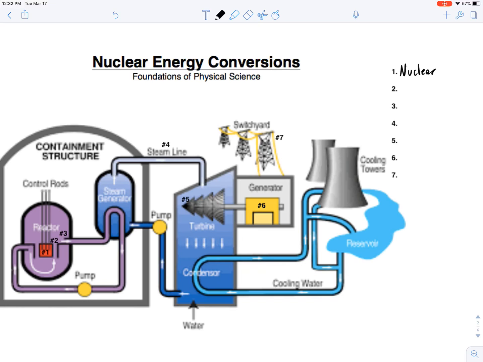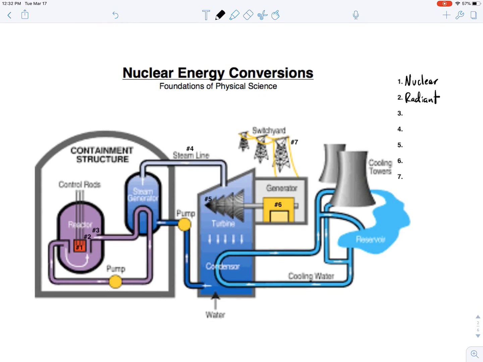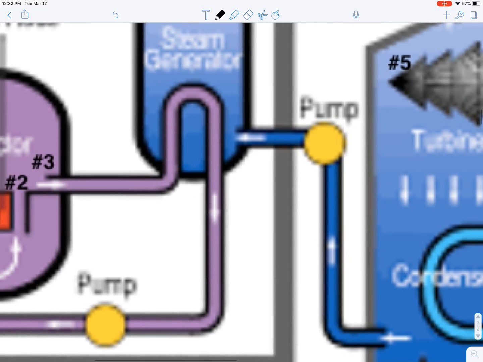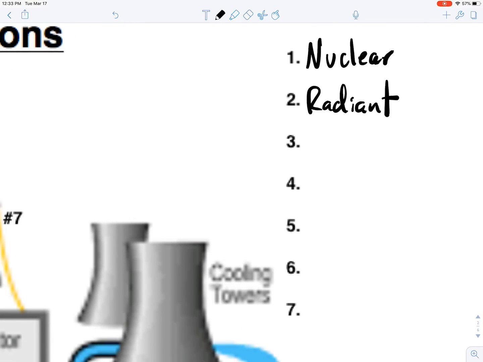We use nuclear fission. Remember the splitting of atoms. We take one atom, we split it into 2, and we fire off a few other neutrons through nuclear fission, and we're going to produce radiant energy. We're going to convert from that nuclear energy to radiant. That's number 2. We're going to use that radiant energy to get the water inside of our reactor really, really hot and convert that radiant energy to thermal.